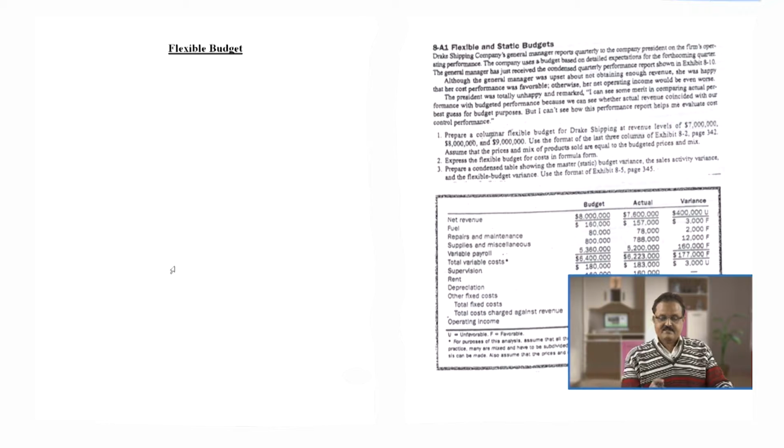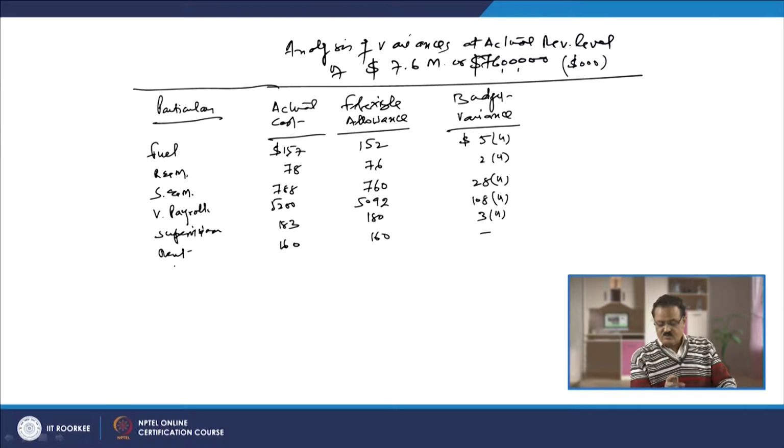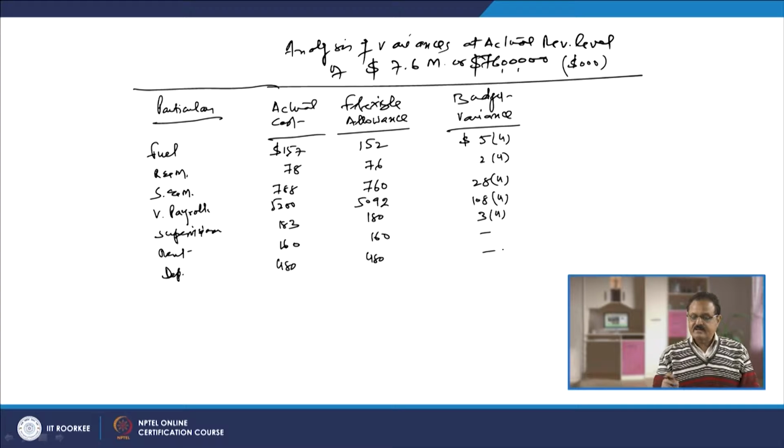Next head of the expense is the depreciation. And the depreciation was expected to be how much? 480. It is 480. So, no variance has been seen.